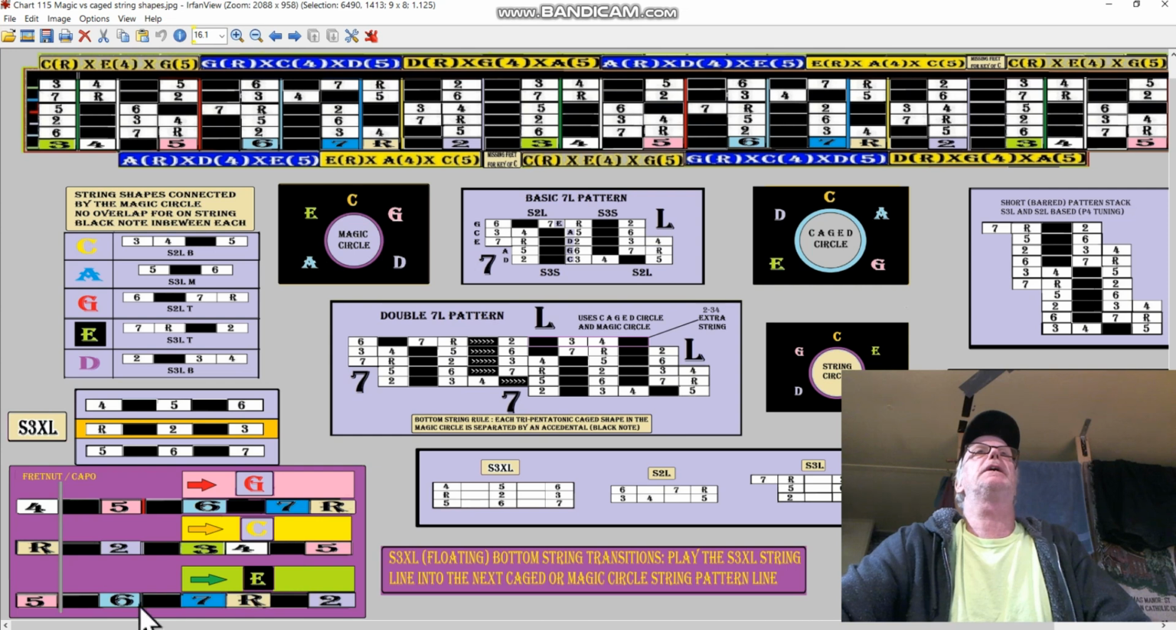We're going to skip the S3XL. Just remember with the S3XL, play it into the next cage shape. So just play it into the next cage shape.